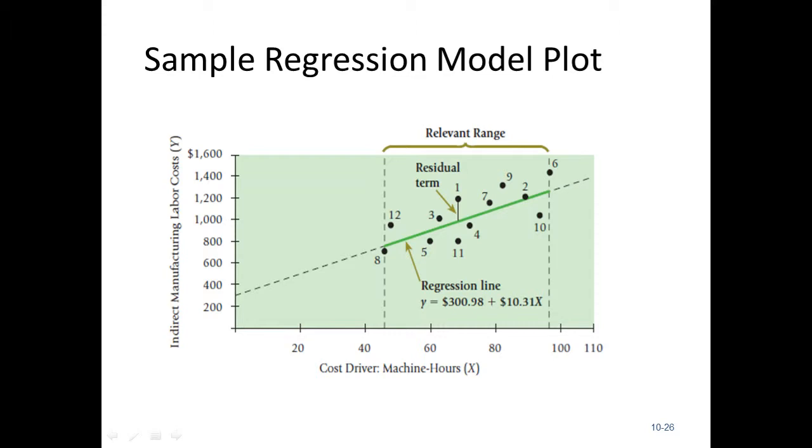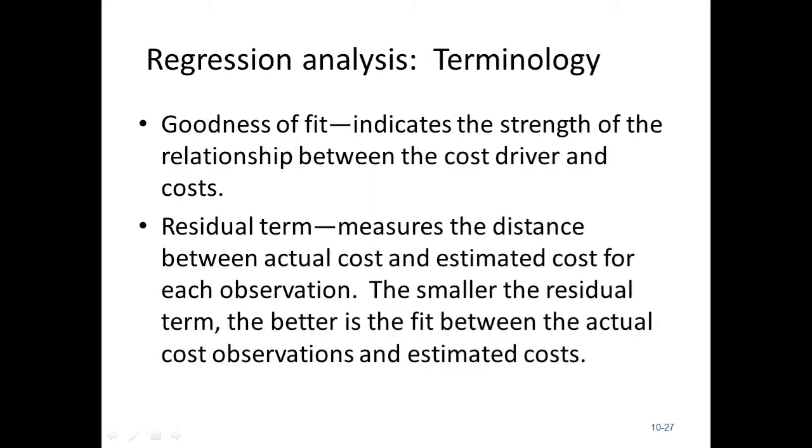And so this regression line is derived using the least squares technique. This technique determines the regression line by minimizing the sum of the squared vertical differences from the data point to the regression line. The vertical difference is called the residual term, and it measures the distance between actual cost and estimated cost for each observation of the cost driver. The smaller the residual terms, the better is the fit between the actual cost observation and estimated costs.